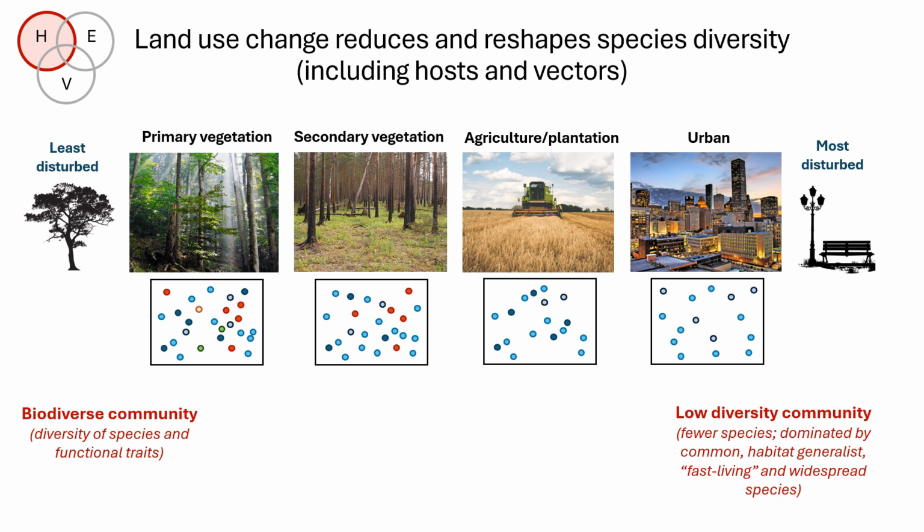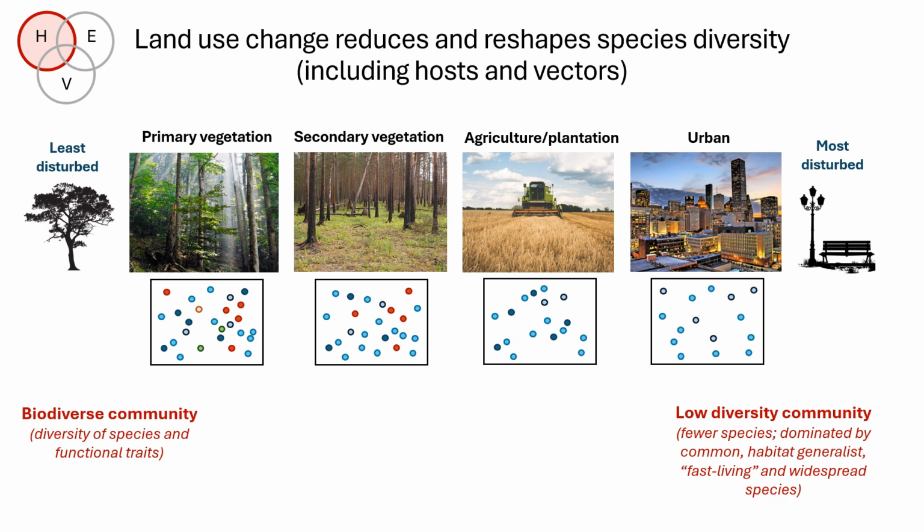So this is an example really of how land use change reshapes species diversity within ecosystems, including host and vector species that can have consequences for infection risk. So on the left-hand side, we're starting in a least disturbed primary vegetation habitat and gradually moving as we move rightward across the slide into progressively more degraded landscapes, secondary vegetation, agricultural landscapes, and then cities. And what these boxes underneath with the circles show is the different colored circles represent different species. So it's effectively a cartoon of the species composition of these communities.